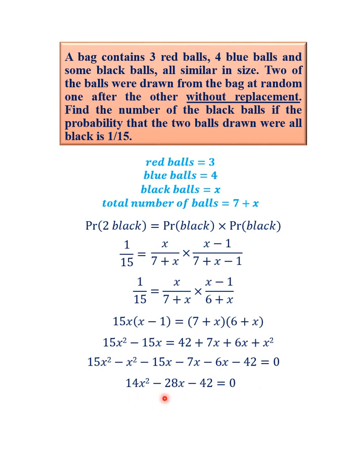We have a quadratic equation here. But if you look at this quadratic equation, 14 is common to all of these numbers. So to reduce it further and simplify it, we can divide through by 14. It means divide each of these numbers by 14. 14x squared divided by 14 gives us x squared. Minus 28x divided by 14 gives us minus 2x. Minus 42 divided by 14 gives us minus 3 equals 0.